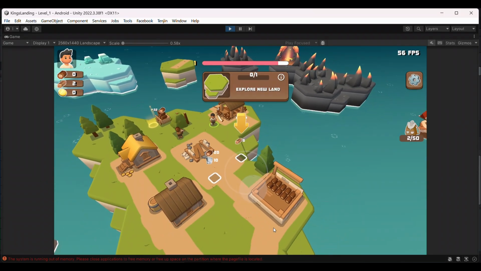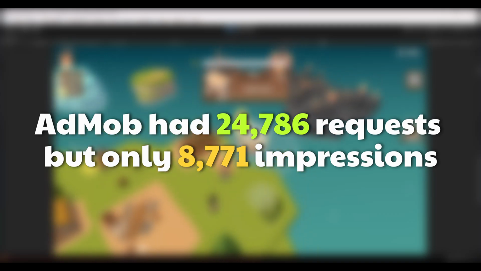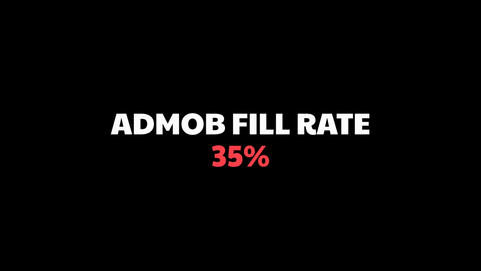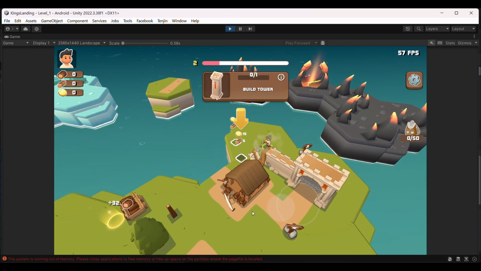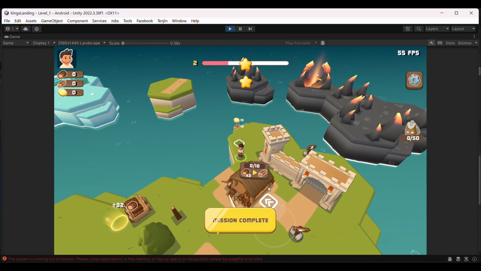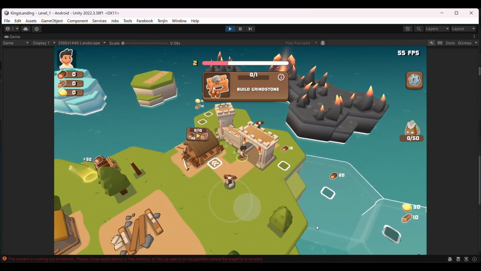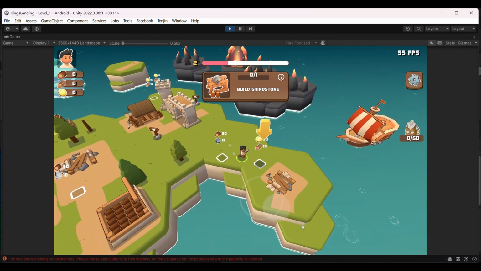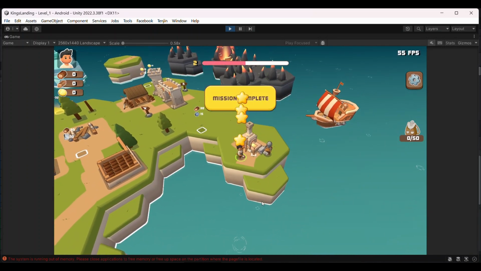Here's where it gets interesting. AdMob had 24,700 requests, but only 8,700 impressions. That's about a 35% fill rate, meaning 65% of ad requests didn't result in an actual paying impression despite having a nearly perfect match rate. Meanwhile, Yodo1 MAS served 10,500 impressions with better overall performance. This suggests their multi-network mediation stack is doing a better job of actually filling ad requests with paying ads.